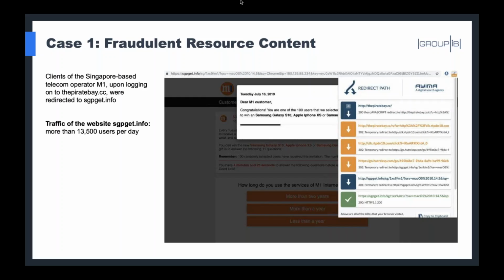And our guys talked to the M1 and they answered that a lot of our clients went to our tech guys saying, hey, I've lost my money, hey, I've lost my data, etc., asking for help. So this is the scheme which could not be so easily detected by the M1.